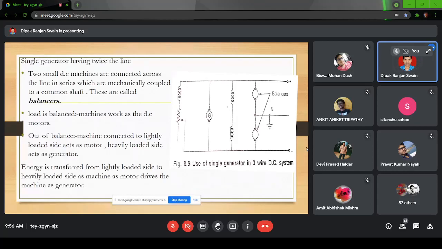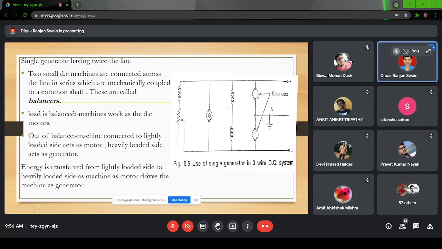As you can see, G is the original generator, which needs to supply the total demand of the load. These are two small machines which are mechanically coupled to a common shaft. That means they will rotate at the same speed. Now, when the load is balanced, what will happen?